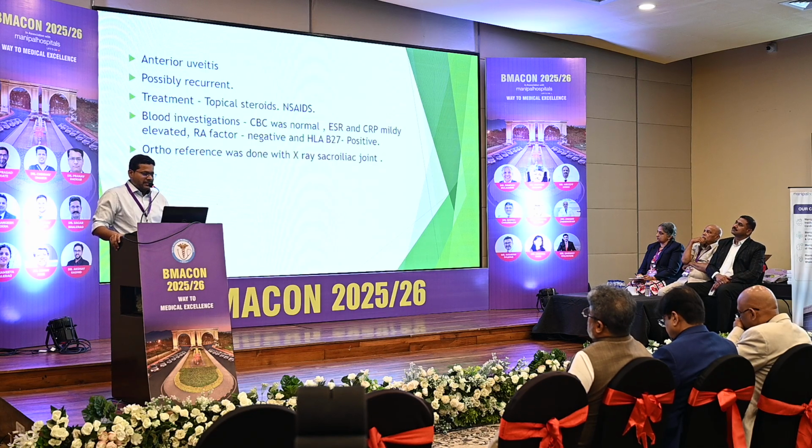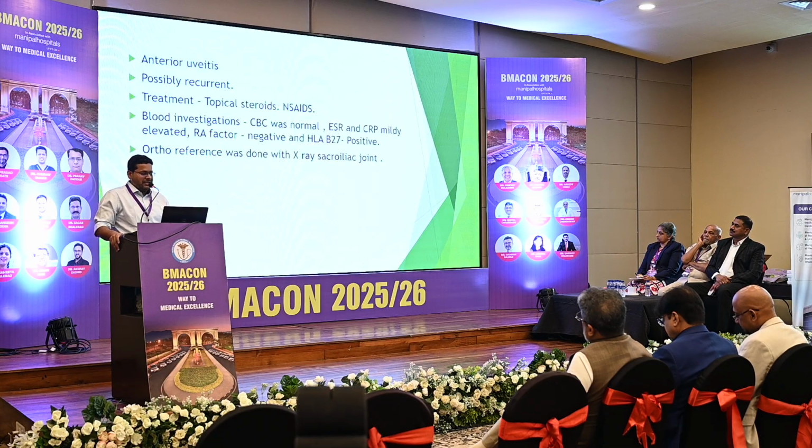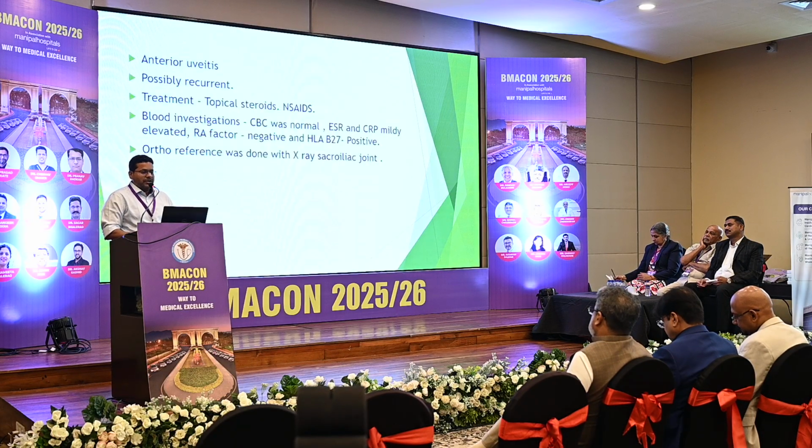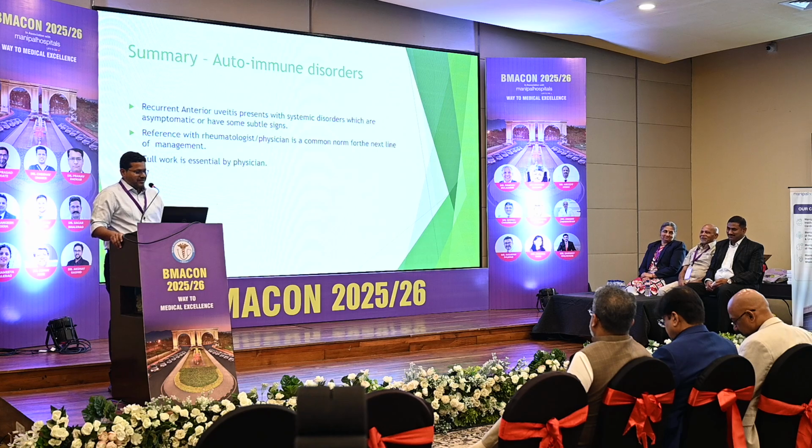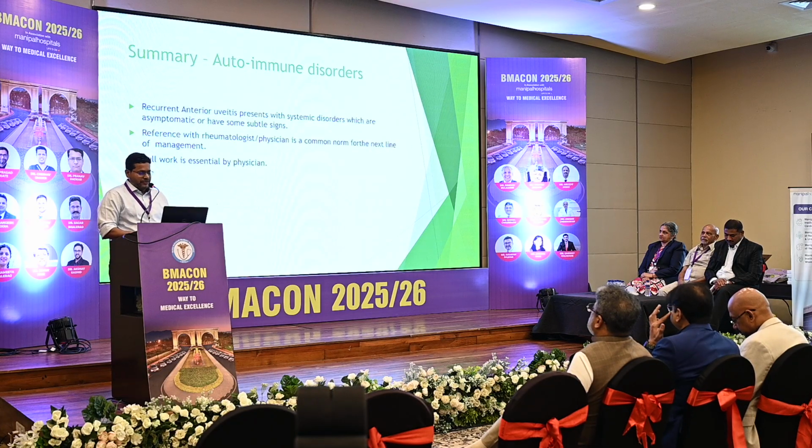Diagnosis was anterior uveitis, possibly recurrent because there was some history of redness in the past. We treated it with topical steroids and NSAIDs, but that's not where we should stop. So we went ahead and did a CBC, ESR and CRP, mildly raised, RA factor negative, and it came out HLA-B27 positive. So ankylosing spondylitis. I referred him to an orthopedician for further evaluation, and he was treated. To sum it up, recurrent anterior uveitis presents with systemic disorders which have asymptomatic or subtle signs. A referral to a rheumatologist or a physician is a common thing. A full workup by a physician is essential.